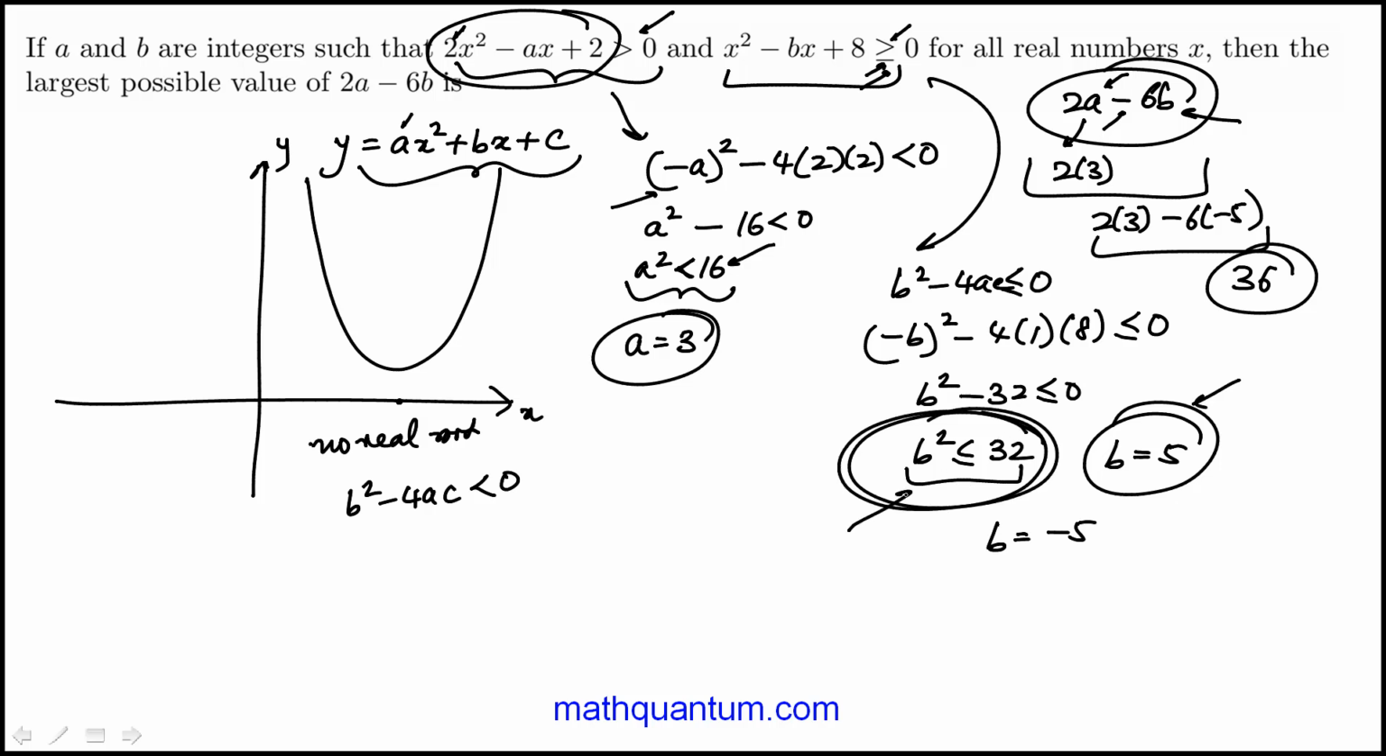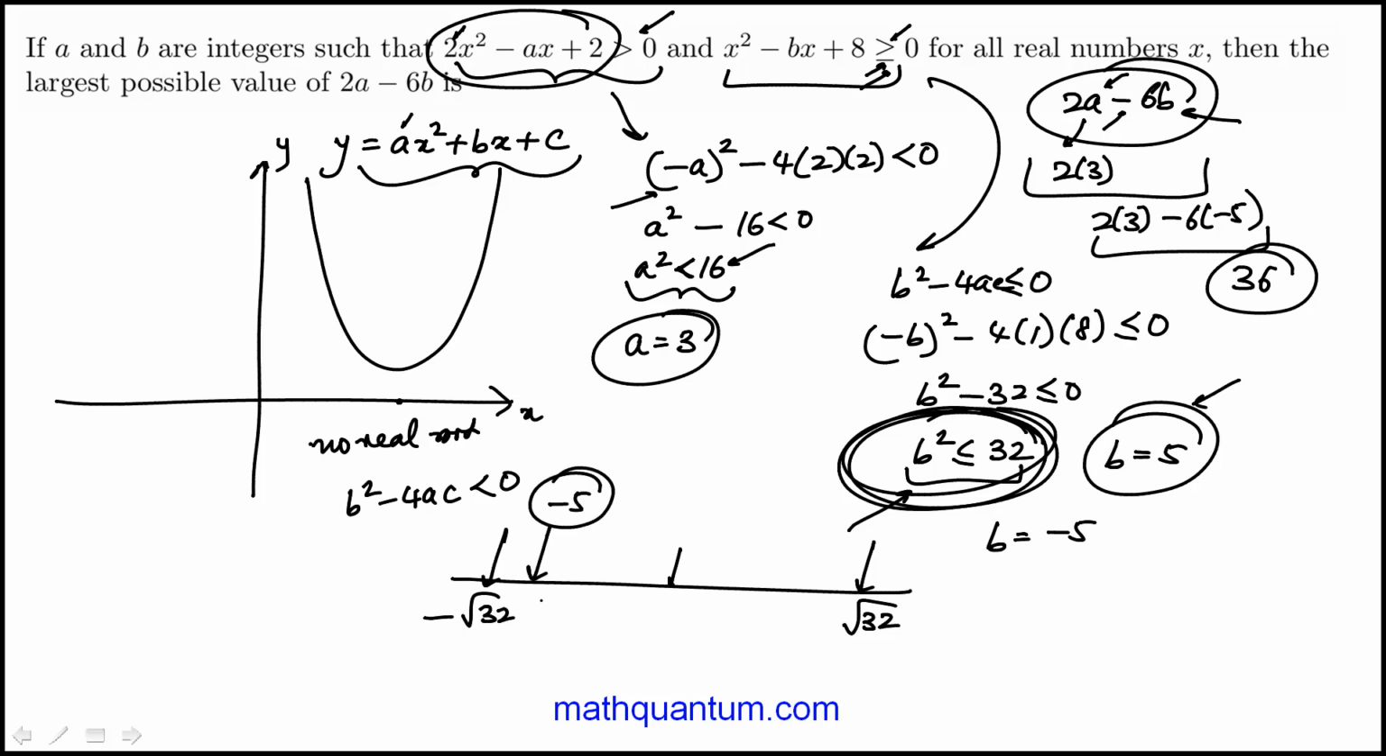And in general, also be able to quickly understand that that solution means that b has to be less than square root of 32 and greater than minus square root of 32. So all the integer values that are here, and that's what gives you minus 5 here. So to summarize, the answer is 36.